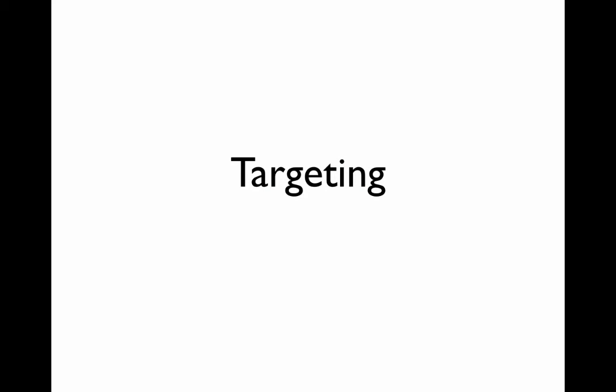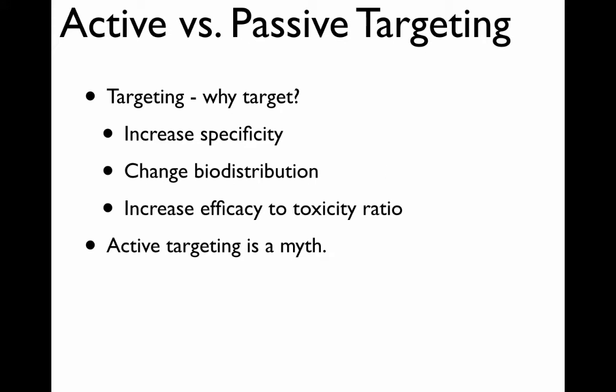So first of all, we're going to talk about active versus passive targeting and targeting in general. So why would you ever want to target something? We've already talked about in class the enhanced permeability and retention, or the EPR effect, where tumors or other things can accumulate nanoparticles just passively there into the tumor. And so why would you actually want to target, and what is targeting?